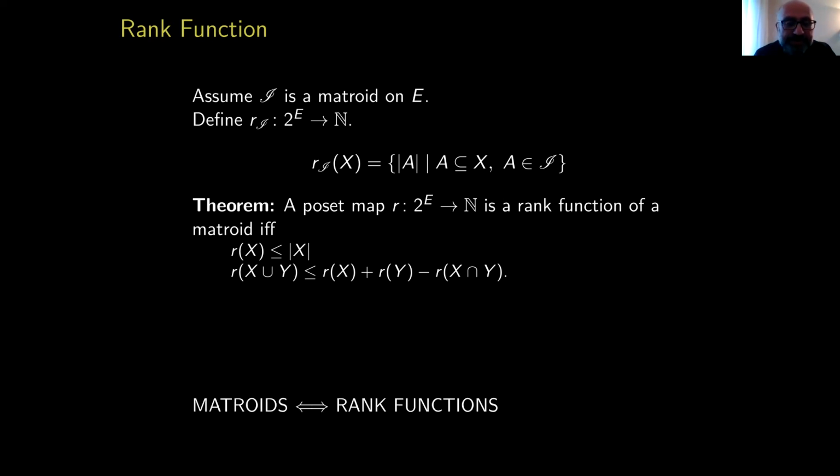So what this result says is that matroids and rank functions are essentially equivalent. If I have a function like this, I have a matroid, and conversely, if I have a matroid, I have this rank function. Every rank function corresponds to a matroid, and every matroid corresponds to a rank function. So when I say rank function, I mean these two conditions are satisfied. From now on, if I say rank function, assume that all of these conditions are satisfied.